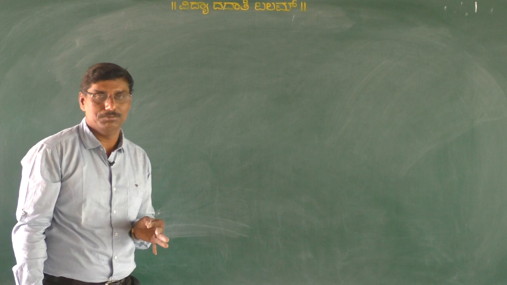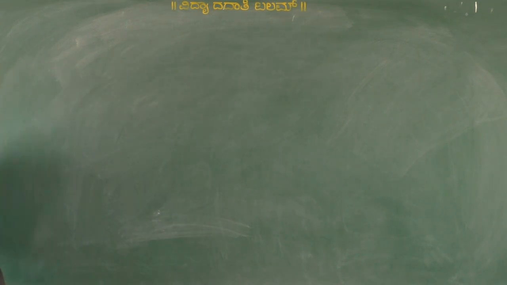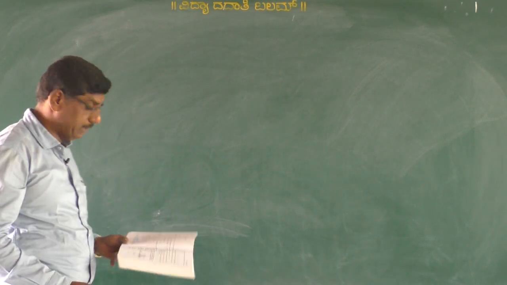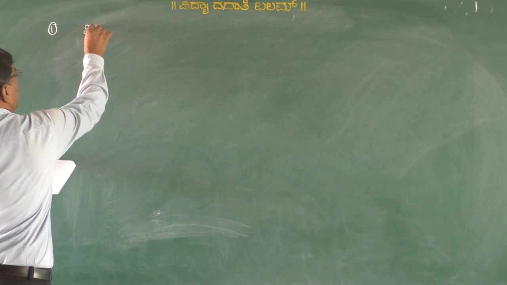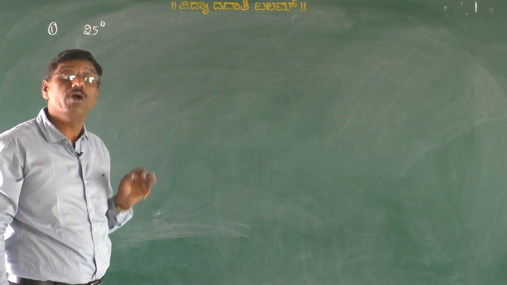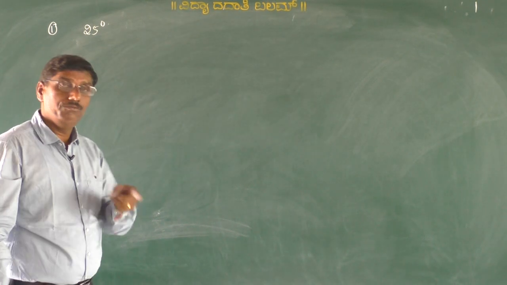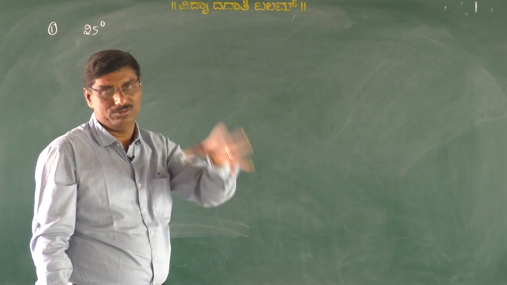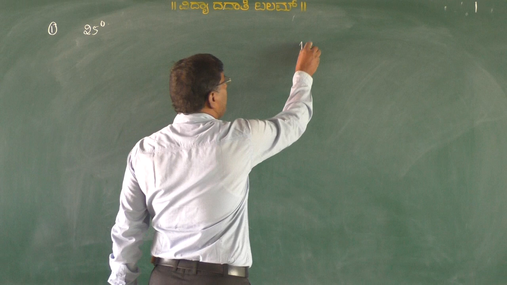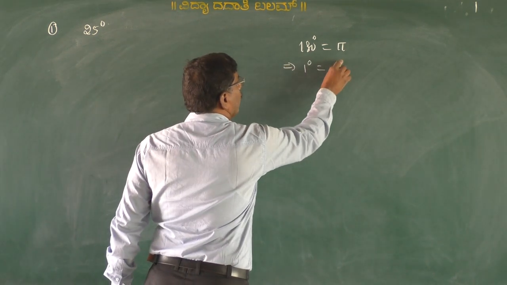When an angle is given in degrees, how we convert it into radians is important. That is the first problem heading: find the radian measures corresponding to the degree measures. The first one is 25 degrees. We have to express this degree measure in terms of radian measure. My dear students, I already discussed the conversion of degrees into radians using the relation 180 degrees is equal to pi radians. From this, 1 degree is equal to pi by 180.